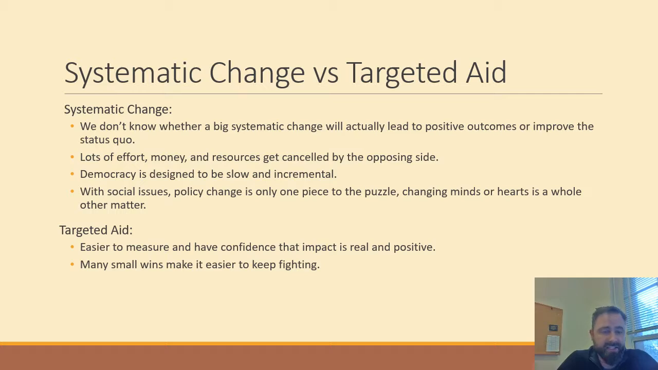Targeting aid, it's easier to measure and have confidence that the impact is real and positive. So when we're talking about targeted aid or service programs, it's really easy to measure. Okay, these were the inputs we had. These were the observed outputs. We could try to measure maybe a connection to some sort of outcome in society. And so we can have more confidence and more quick and small wins that keep us going and keep us fighting the good fight. I think there's value in both.